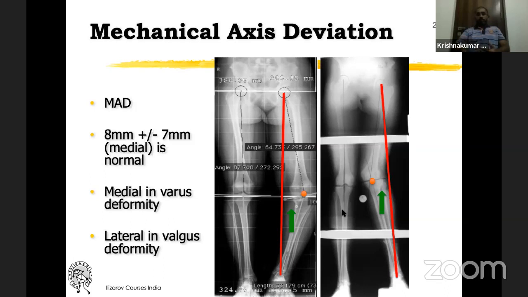So if it's a medial deviation, you call it a medial mechanical axis deviation. The first image is a varus of the knee joint, varus tibia, where the axis is deviated medially. And the second one is a valgus femur, where the mechanical axis deviation is towards the lateral side. So if the mechanical axis is passing through the center, it's considered normal. Any amount of deviation to medial or lateral helps to define the deformity, whether it's a varus or a valgus deformity. So mechanical axis deviation is specific to define a deformity.